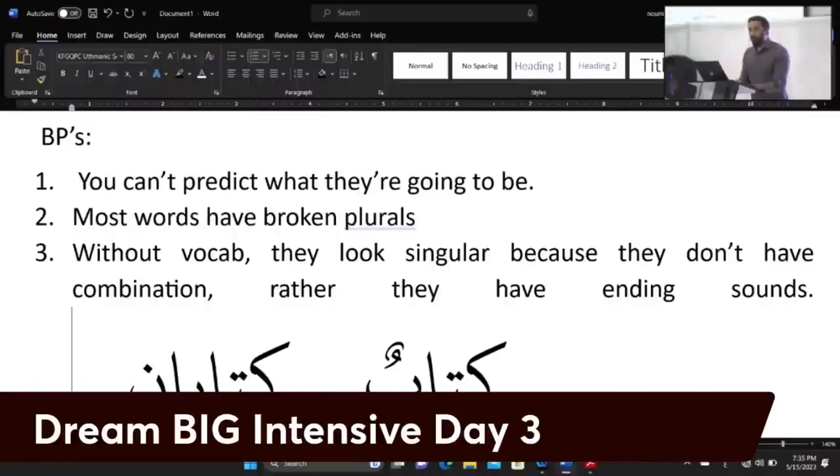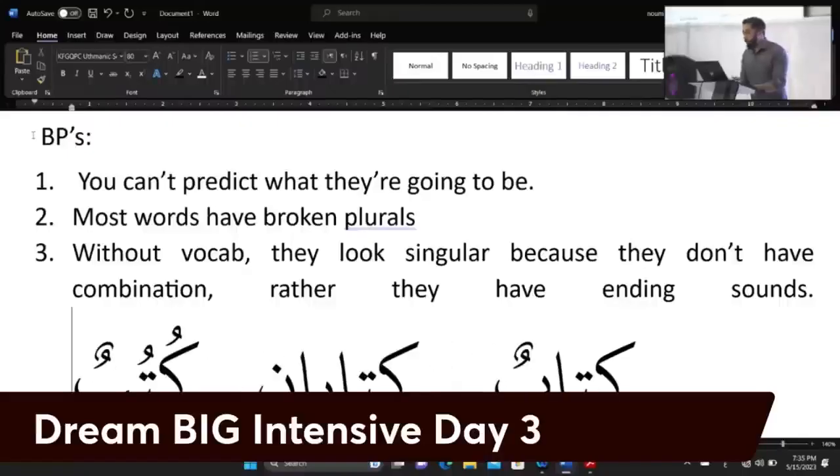But when it comes to the plural, what happens? Kutubun, kutuban, and kutubin. The endings look exactly like which column? The first column, the singular column. So when you look at it, you're like, oh, this word is singular. No, no, no. The only way you could tell it's not singular, what's the secret? Vocabulary. Without vocabulary, it looks to you like it's singular. But with vocabulary, now I know the difference between kitabun and kutubun.